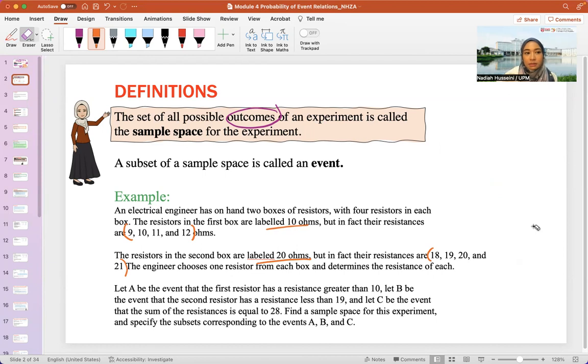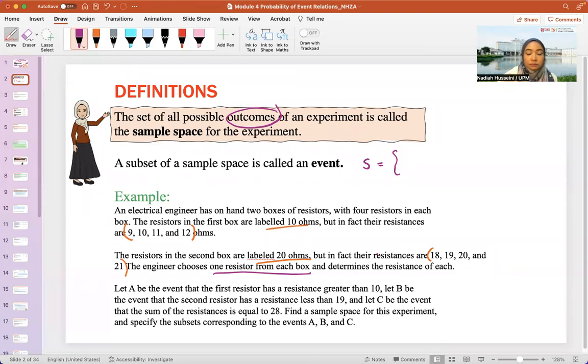So what are the outcomes for this experiment? Anyone want to try? At least one outcome from this experiment. Here I'm going to write sample space. What would be my outcome? Just give me one. One resistor from each box. What would be my outcome?